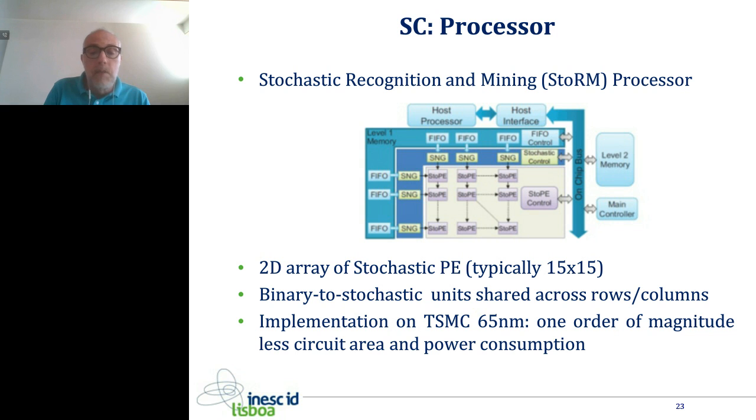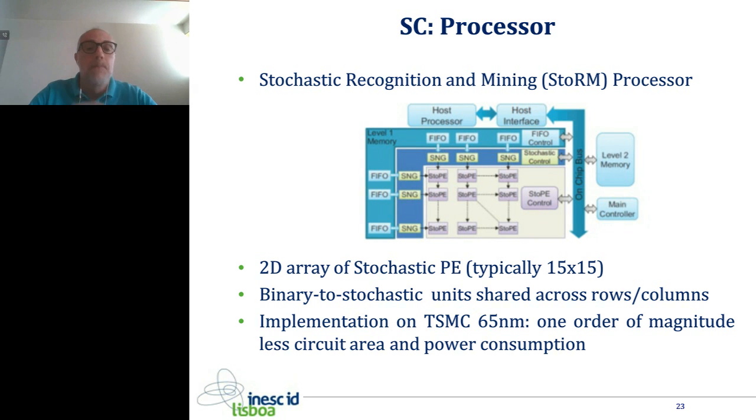And what we see is that we can have one order of magnitude less circuit area and power consumption than if you apply traditional techniques for recognition and data mining. Which means that in practice you can see the importance of this type of new or unconventional arithmetic, and not only on current technology, but you can also foresee the importance of this arithmetic in the emergent technologies.